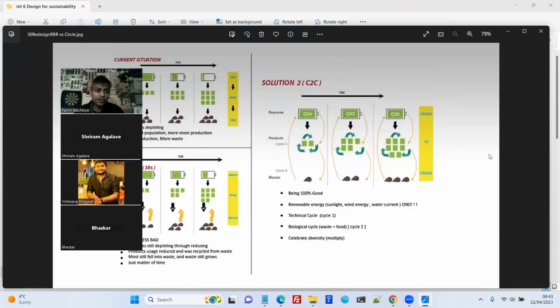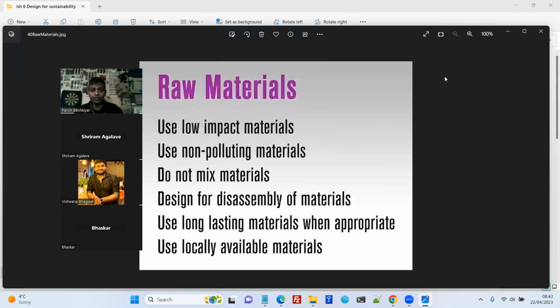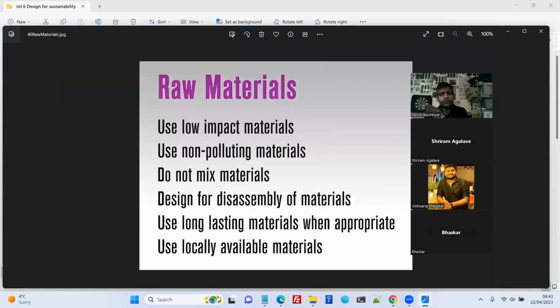But if you mix a product, like if you make a packet which is mixing plastic and paper, that becomes very difficult. So again, you have to break it into smaller parts. How do we do it? It's not about just having a principle. You have to think about raw material. Use low impact materials. Use non-polluting material. Do not mix material, which I was emphasizing. Design for disassembling of the product. If it is broken down, how do we disassemble and reuse some of the components even? Use long-lasting material when appropriate. Use locally available material. That will reduce transportation as well.